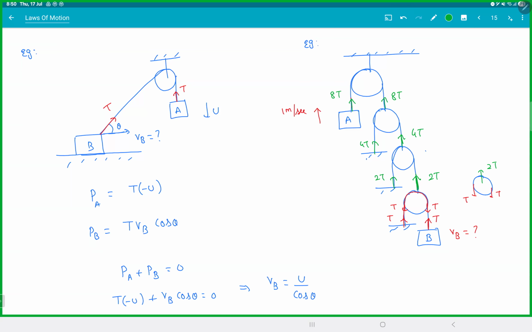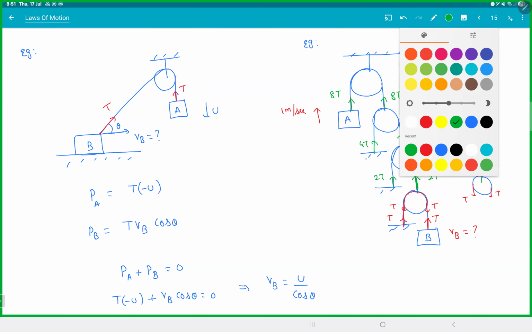Please ask me if you're confused with this. This is important. You should know why the tension is doubling every time you go up. Anyone not clear with this? Please ask. Sure with this? Then you're done.